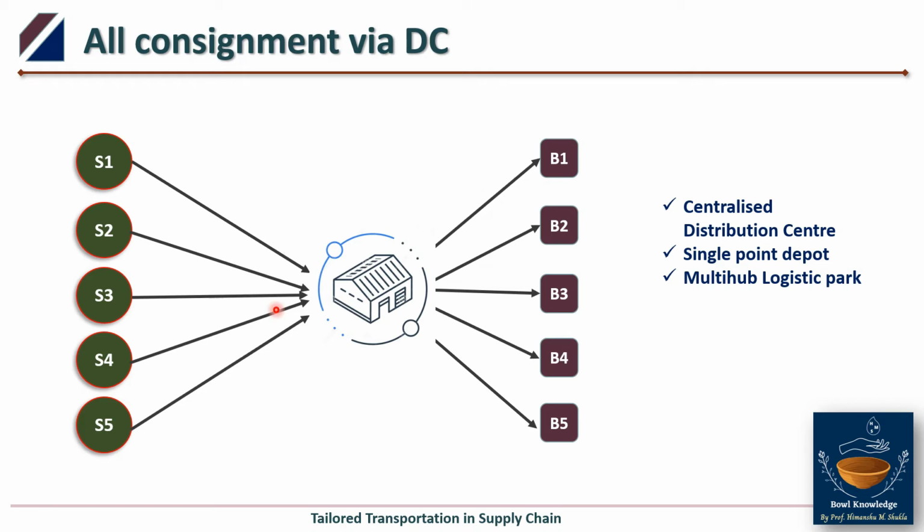Otherwise, if the distribution center does not have a storage facility, what we call it, as we discussed earlier, is a cross docking center. It is just like a ground with a big parking space where all the trucks from suppliers come and get parked, material is unloaded and immediately loaded to the other trucks which are going for the further trip to the buyer location. So it is called a cross docking center.